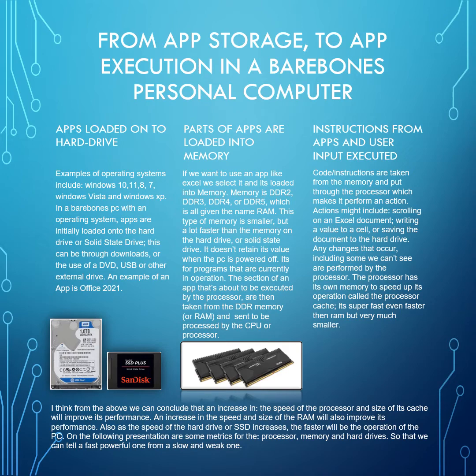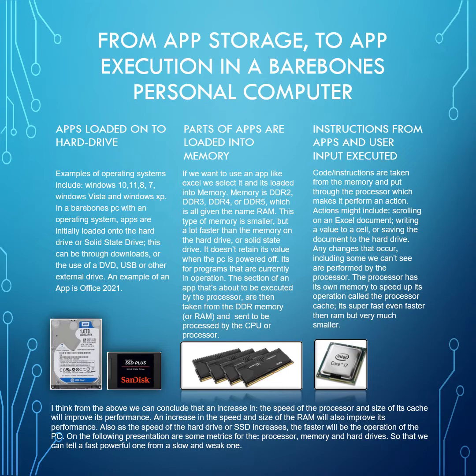Code instructions are taken from memory and put through the processor, which turns them into an action. That's the diagram of a processor just appearing. Actions might include scrolling on an Excel document, writing a value to a cell, or saving the document to the hard drive. Any changes that occur, including some we can't see, are performed by the processor. The processor has its own memory to speed up its operation, the processor cache. It's super fast, even faster than RAM, but very much smaller.